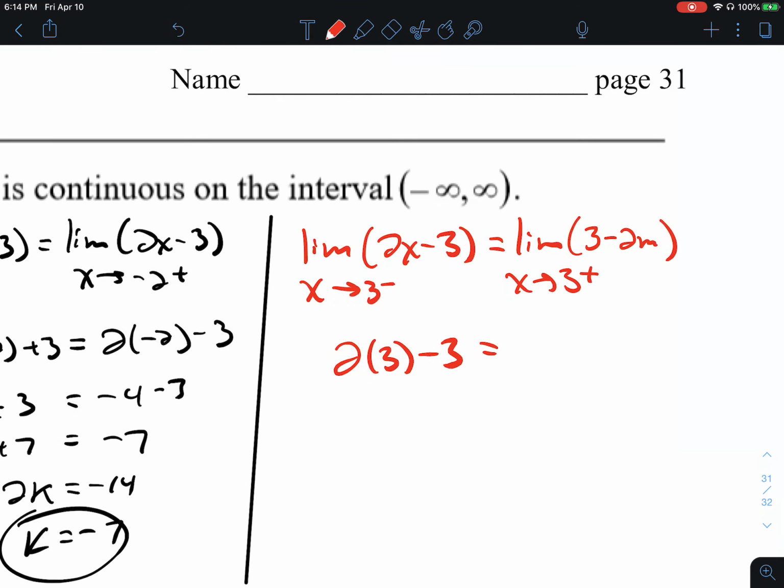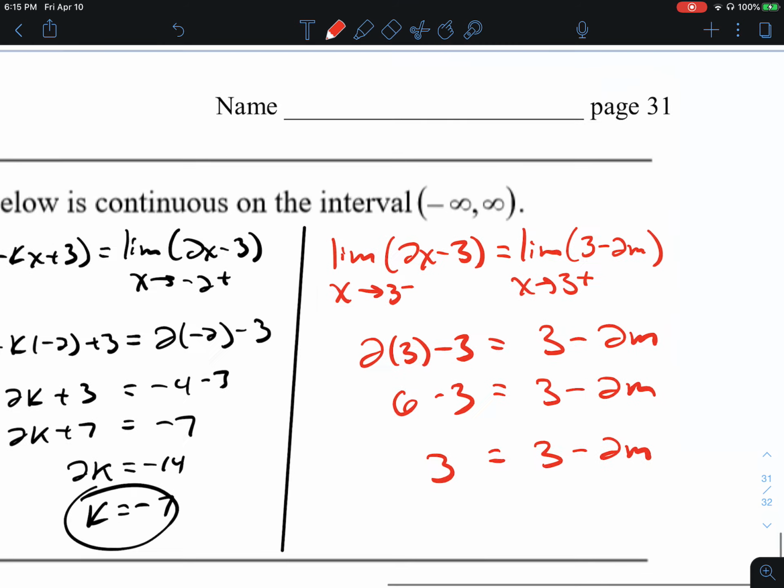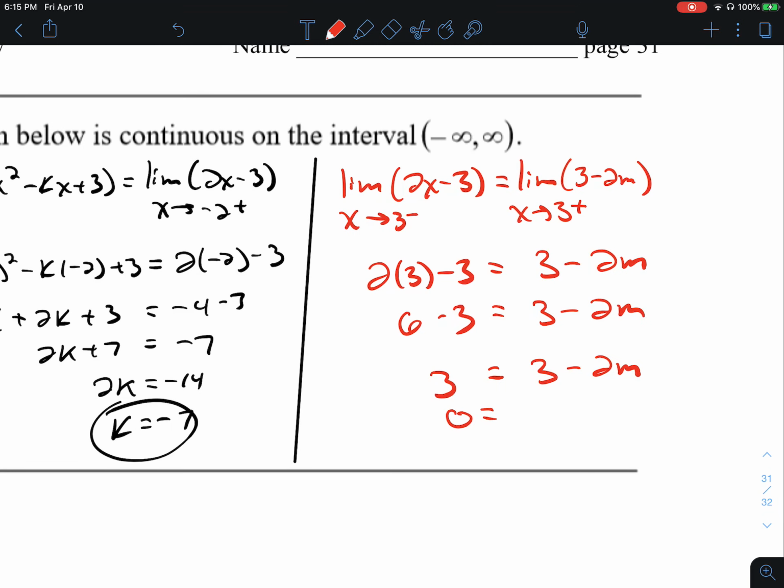That's going to be 2 times 3 minus 3, which is 6 minus 3, which is 3. On the right, we're going to have 3 minus 2 times 3. It's 3 minus 6. I'm sorry, I made a mistake here. I just put in 3 in for m, which is a terrible mistake. If we subtract 3 from both sides, we get 0 is negative 2m, therefore m is 0.